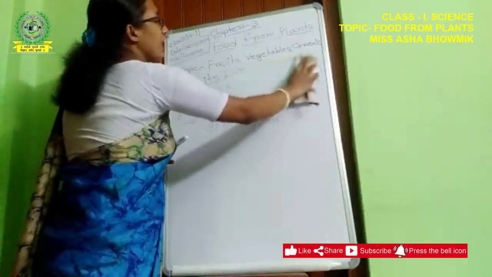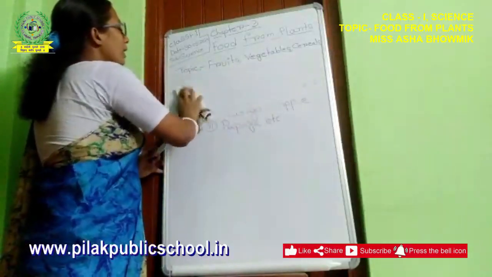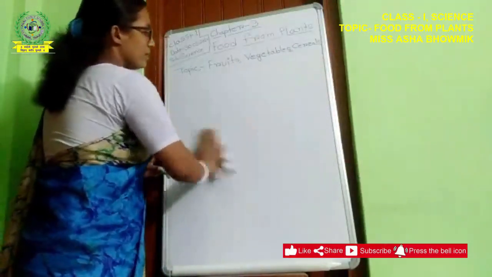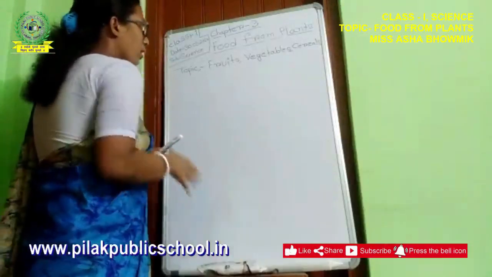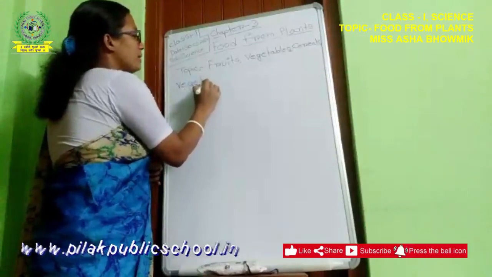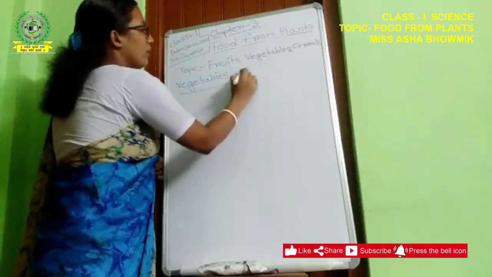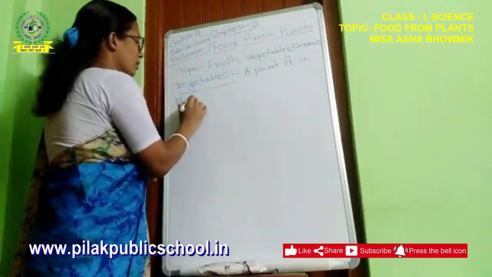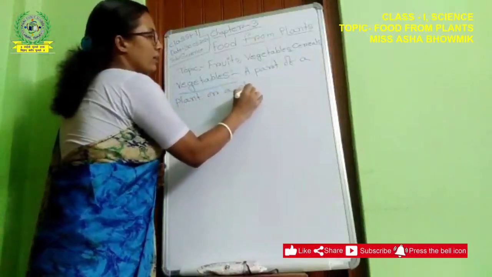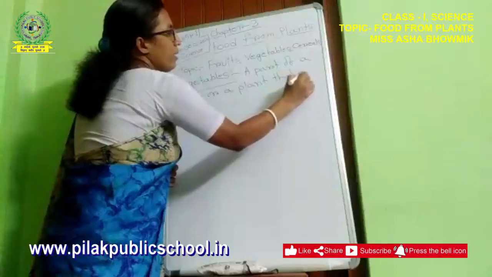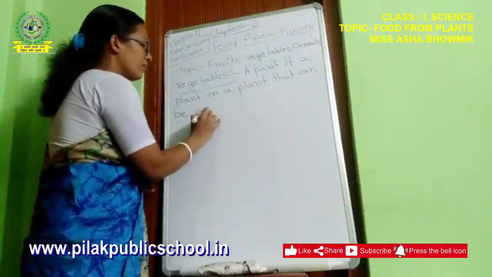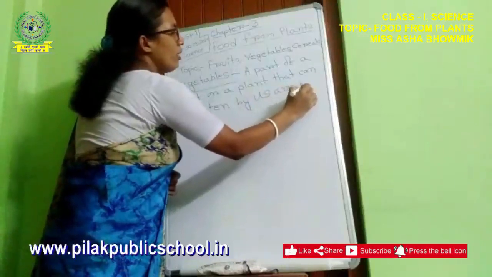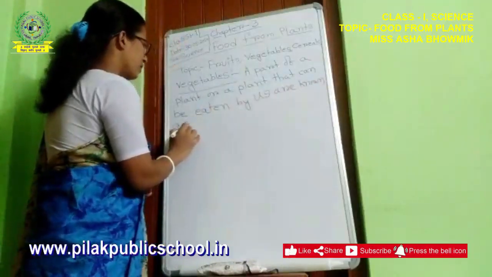Now I go to our second topic, that is vegetables. Okay. What are vegetables? Do you know? Every day we take some items of vegetables with our rice. So first we learn the definition of vegetables. What is a vegetable? Vegetables are a part of a plant or a plant that can be eaten by us are known as vegetables. Okay.